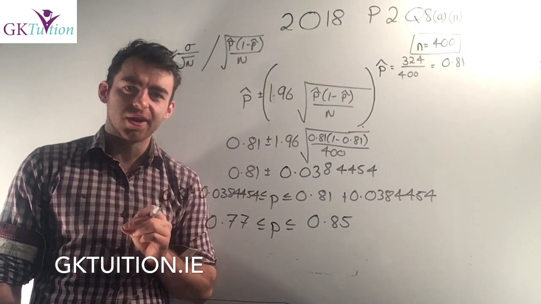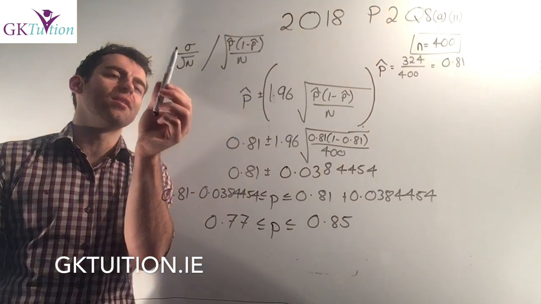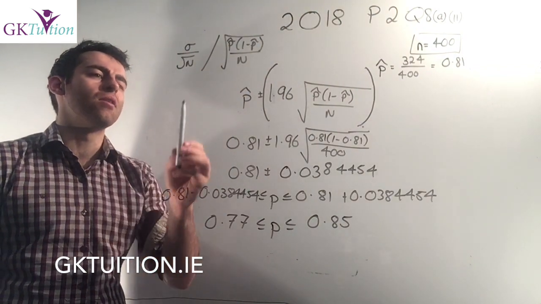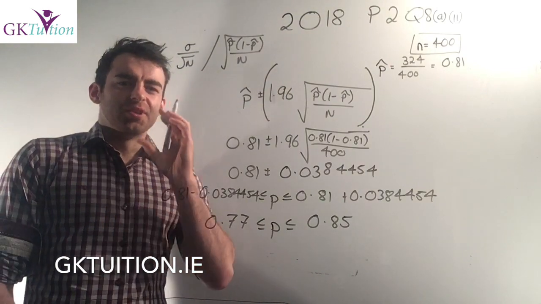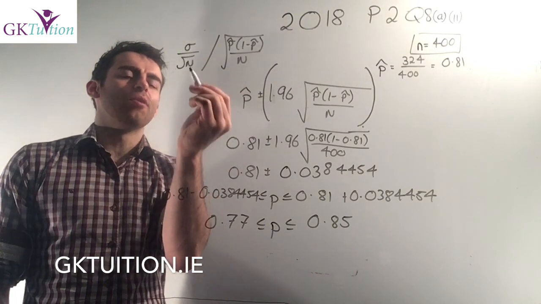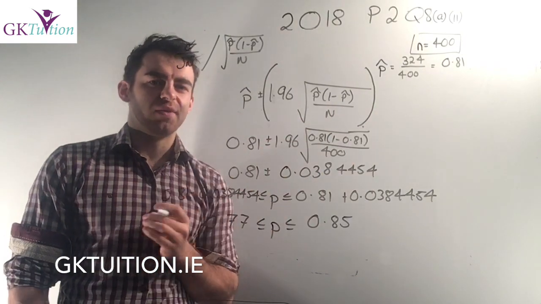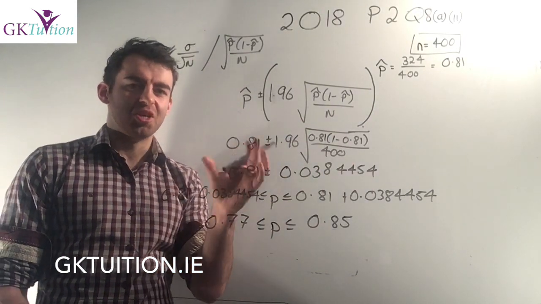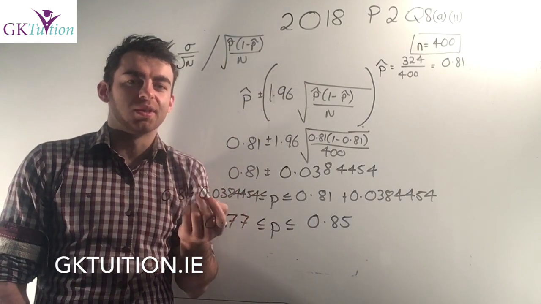But there's two standard errors on the Leaving Cert course. And often students get a bit confused. The standard errors are sigma over the square root of n, or the one that we're using. Now, first of all, there's a couple of ways you can identify this. Sigma over the square root of n involves the standard deviation. Well, there's no standard deviation in this case, which means you can eliminate that one because I don't have a standard deviation, so I can't use it.